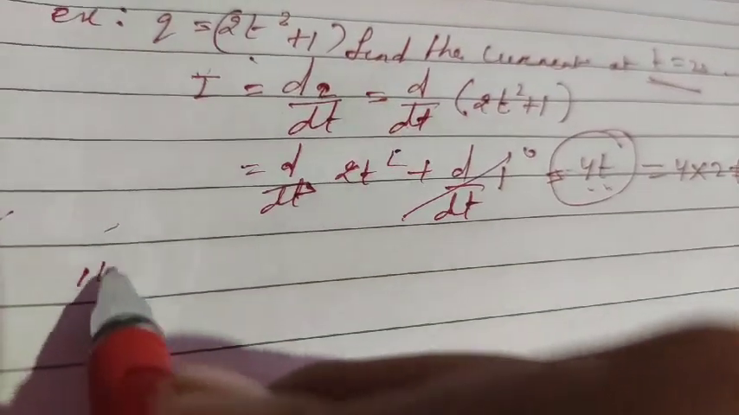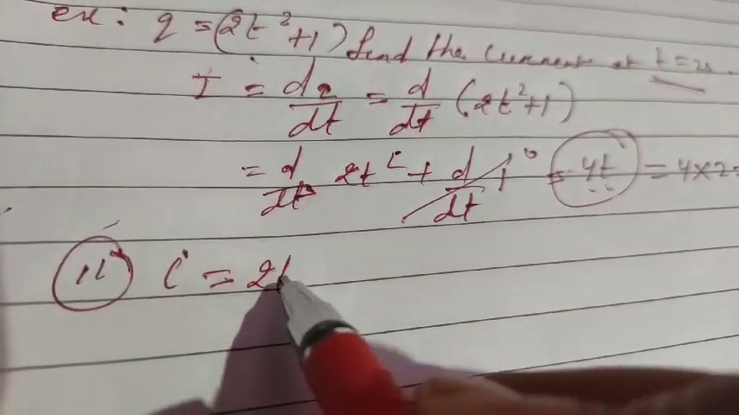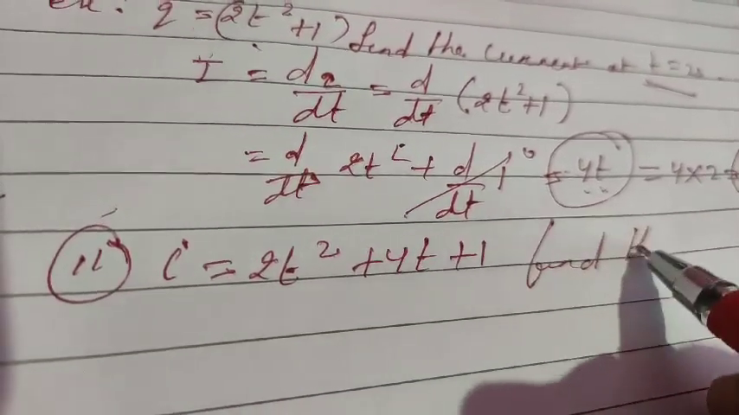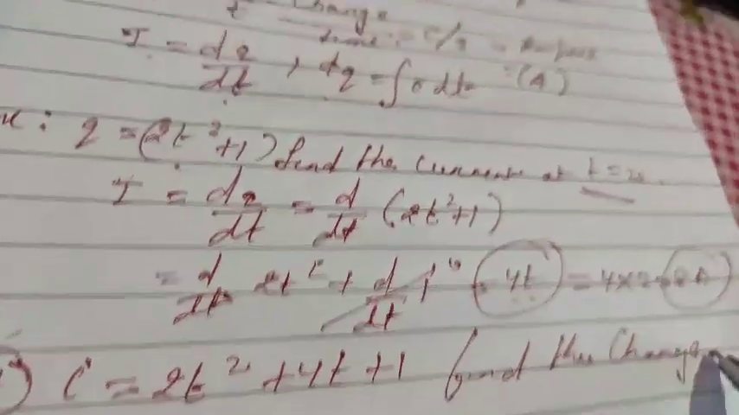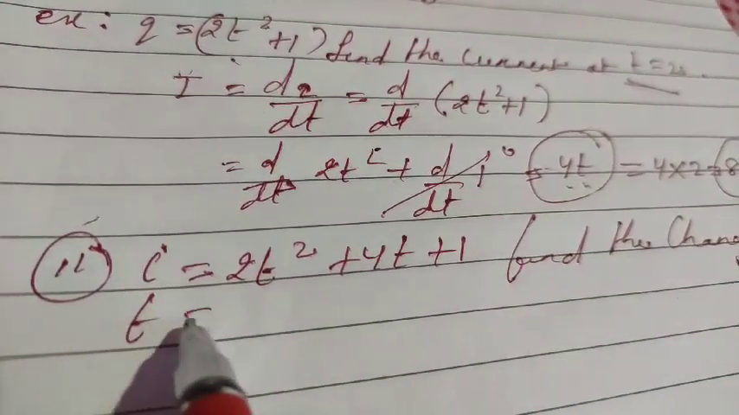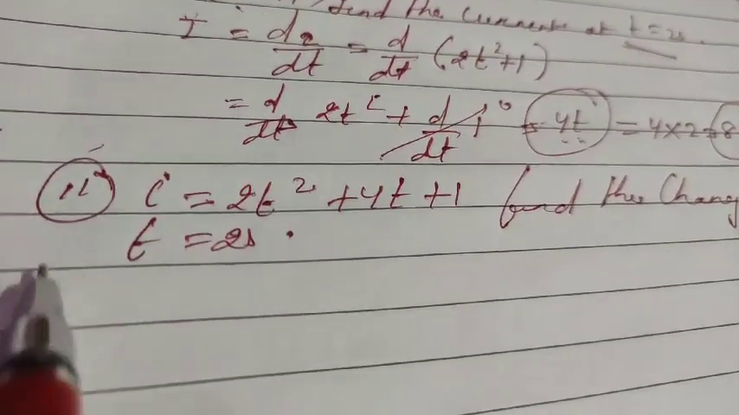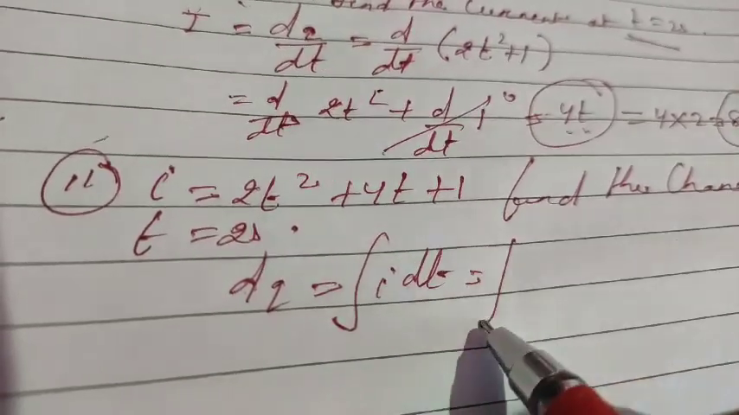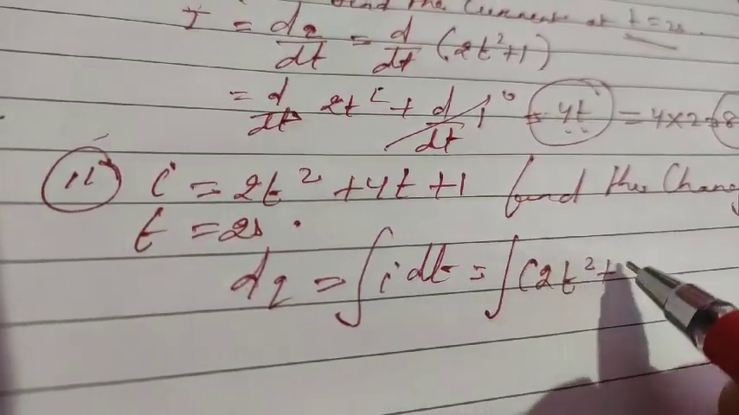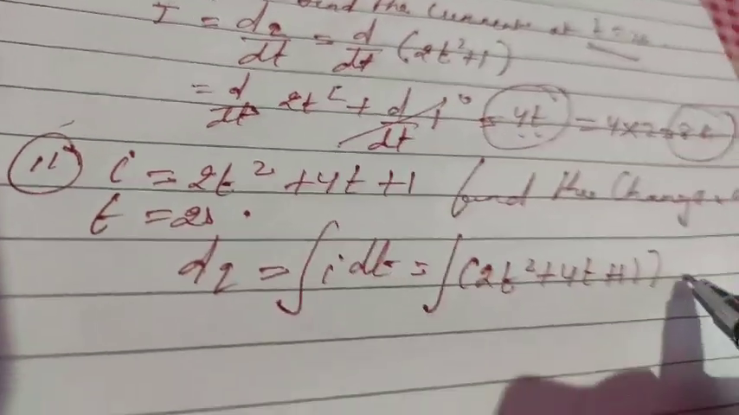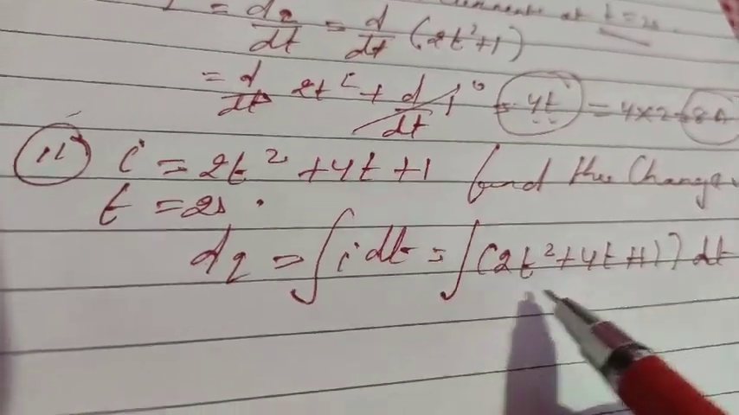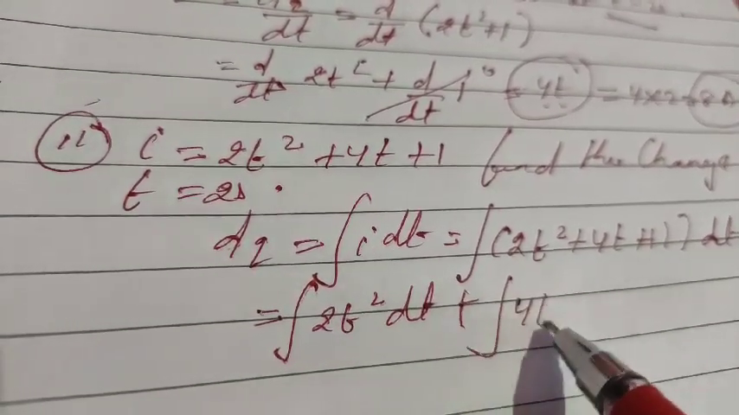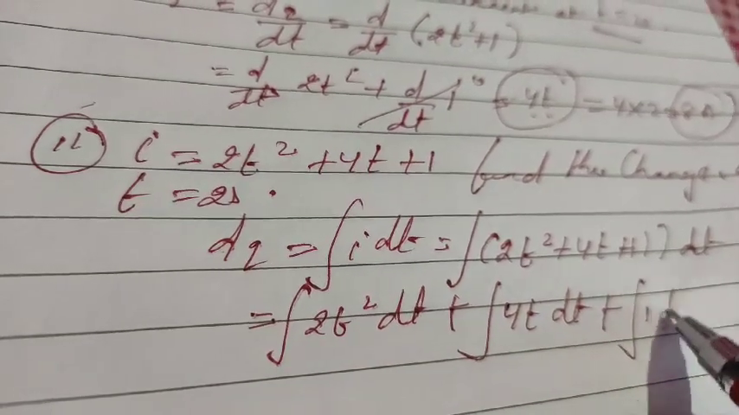Now second question, you see, suppose your I is equal to 2t square plus 4t plus 1, right? You have to find the charge at, again, suppose t is equal to 2 seconds. Clear? Now how will you do it? I have told you the formula, integration of I dt. So now put the value of I, 2t square plus 4t plus 1 into dt. Clear? This much understood? Now you break it: integration of 2t square dt plus integration of 4t dt plus integration of 1 dt.